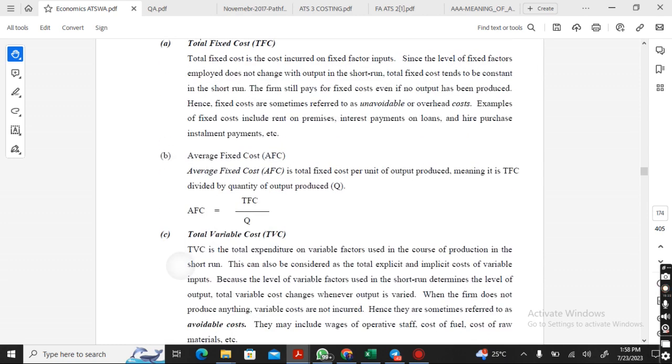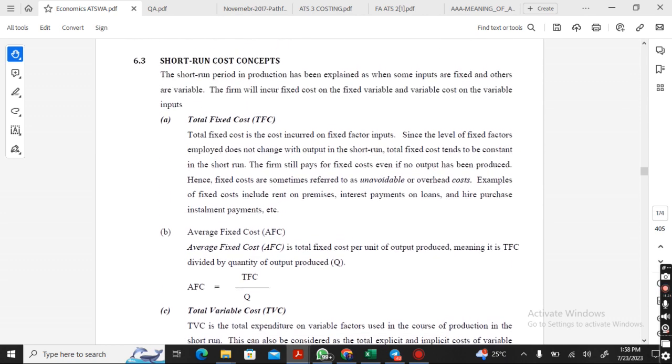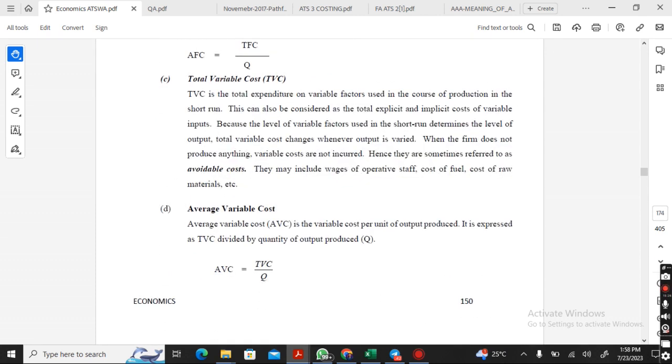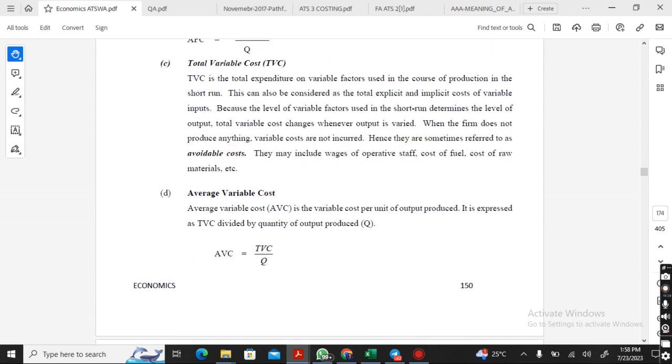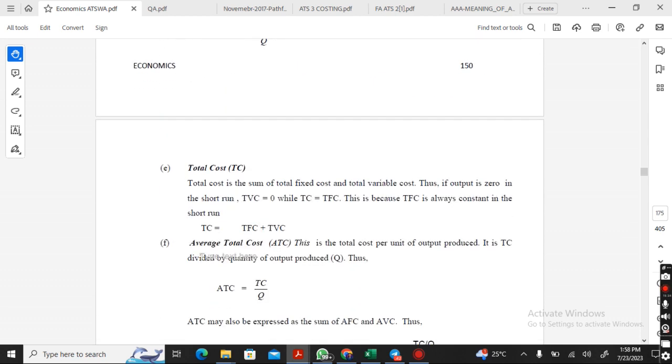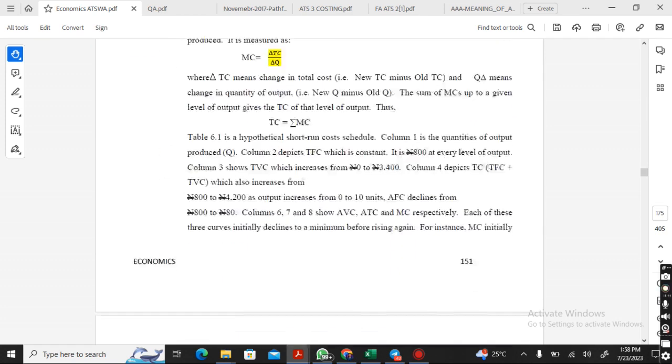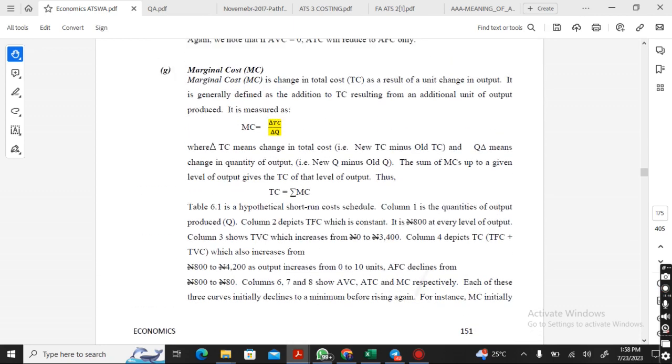Where is it? Total cost, sorry. Mark it red. You can see it. Very important, because we use this in calculations.